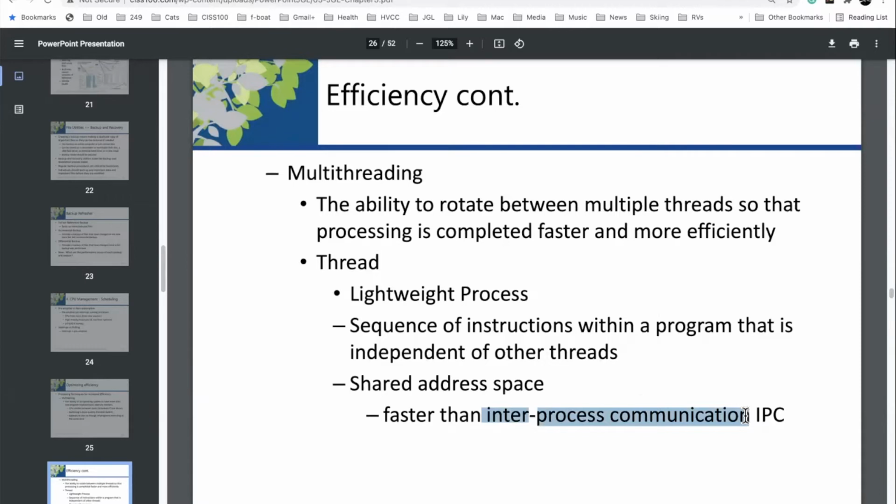Processes don't share an address space. You actually may have that same data replicated in memory, because you just transferred it. Well, now it's in 2 places. So obviously that's not as efficient from a memory management perspective. So multi-threading does provide advantages in terms of efficiency.